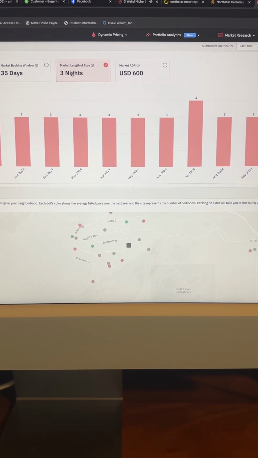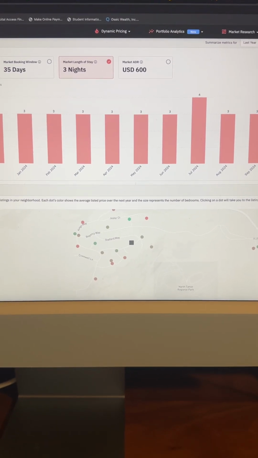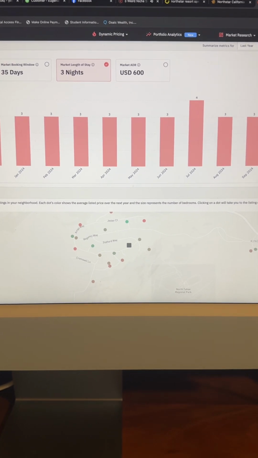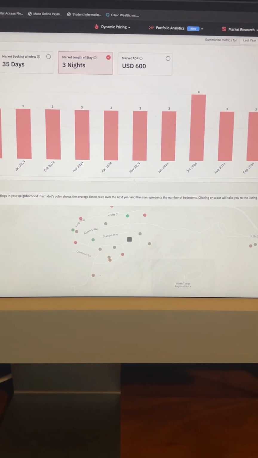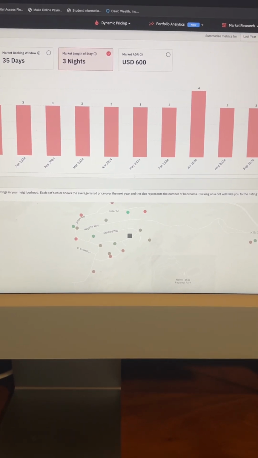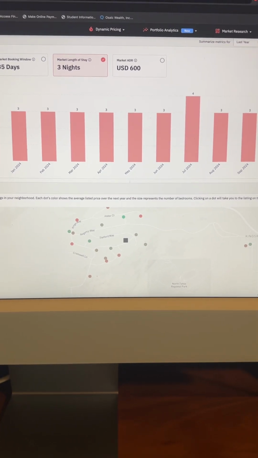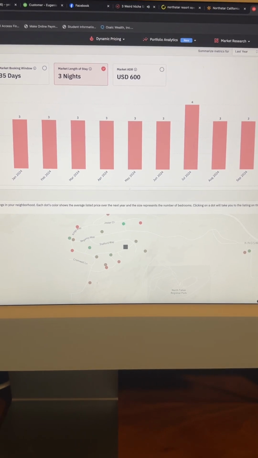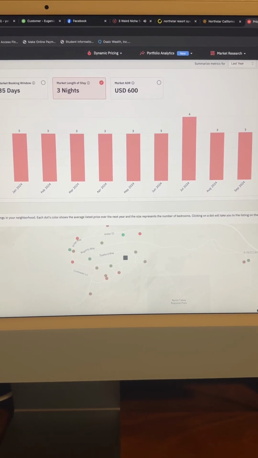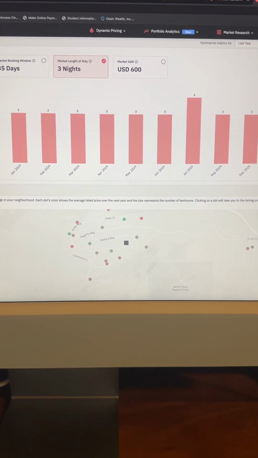The other thing you need to really understand is you don't want bookings way far in advance. That means you've priced it too low. It's like a poker game. You can't show your cards. You have to essentially bluff, for lack of a better word.